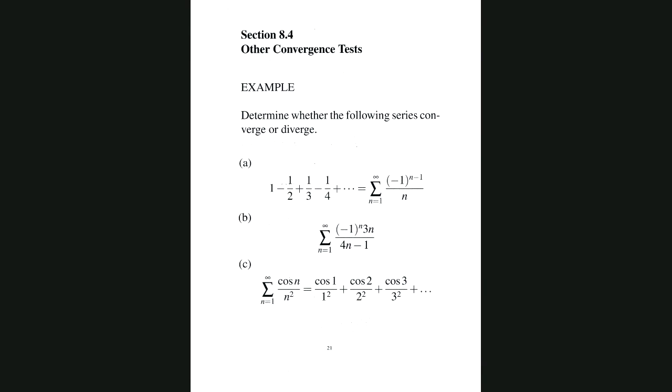In section 8.4, we deal with series where the terms aren't all positive, or they don't have to be all positive. So even the first series here, series A, is an alternating series. When terms of your series are negative, you can't directly apply those tests that you learned in section 8.3. So that's why we have section 8.4.